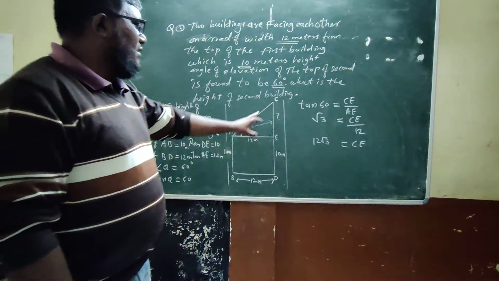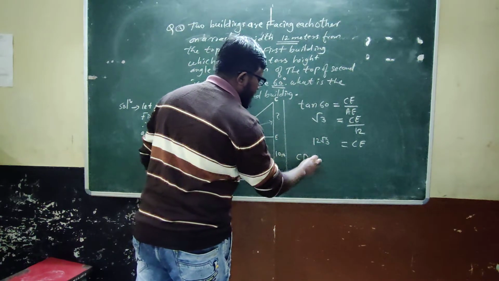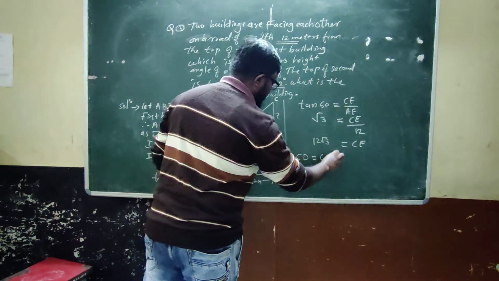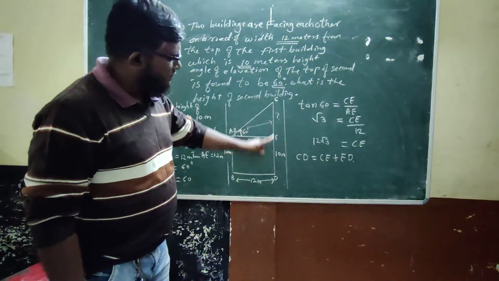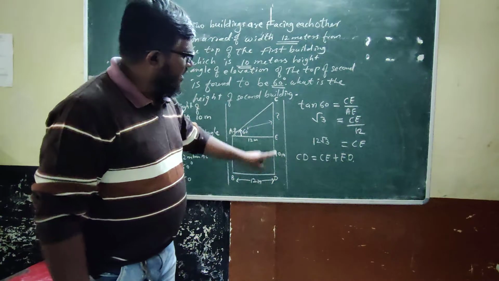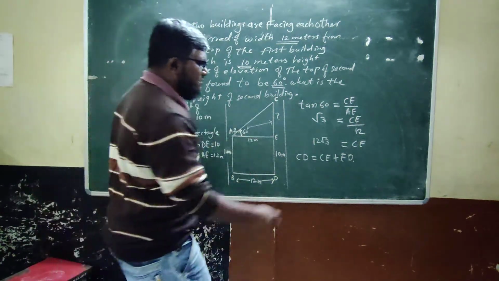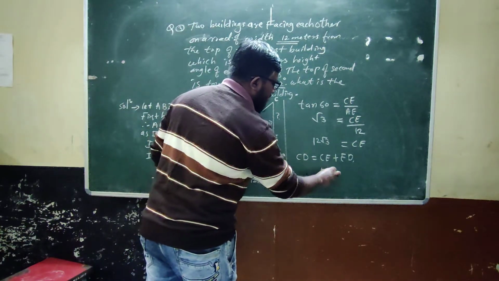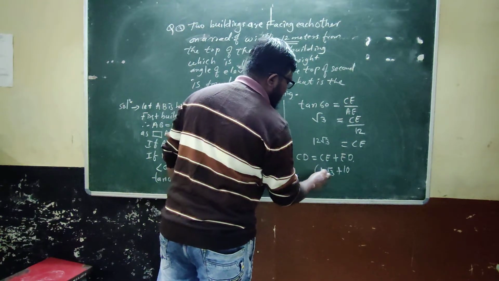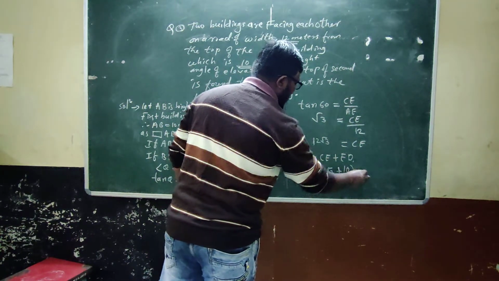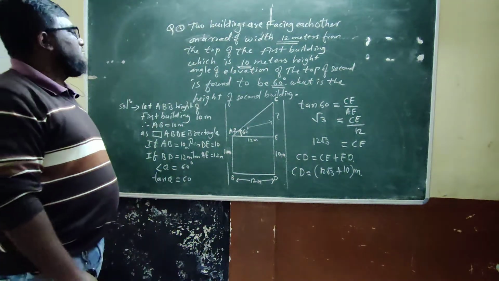Now we have to find the value of the second building. What is the second building's total height? CD. CD is equal to CE plus ED. So the total height of the second building is CD, and CE plus ED will give CD. CE's value is 12 under root 3, plus ED's value is 10. So this much is the height of the second building, that is CD. Like this we have to solve the example.